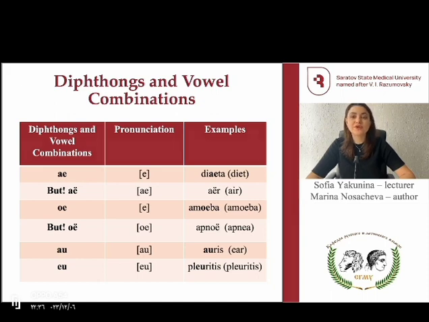The example is pleuritis. In the diphthongs au and eu, the first sound is strong, stressed, and should be pronounced more intensively than the last one. The letter combination eu on the border between two morphemes is not a diphthong, so each letter should be pronounced separately, like for example in the word osseous. Eus is the suffix, us is the ending. Please pay attention. If each vowel should be read separately, 2 dots are placed over the last letter. You can see the example on the slide.